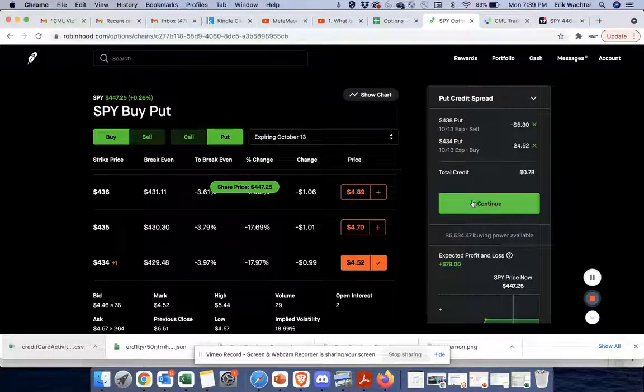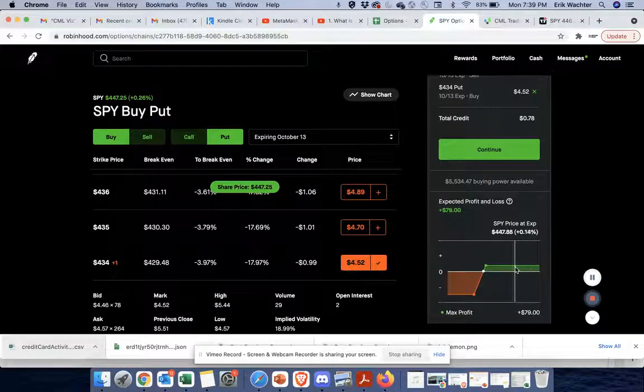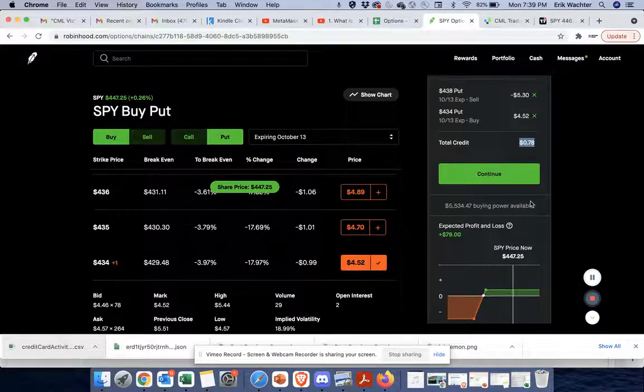So this is 4 strikes wide. Our max loss is going to be 4 minus the credit received, and we're receiving 78 cents. So our max loss should be 321. Okay, should be more like 322. I'm not sure. Anyway.